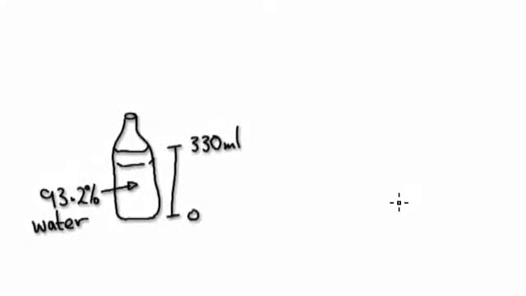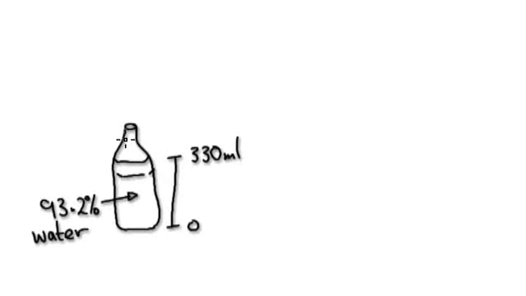So now it's your turn to have a go. I'm going to give you percentages with decimals. So for example, this drink here, 93.2% of this drink is water. The rest is probably sugar, juice, and all the other stuff inside the drink. The volume of this drink is 330 milliliters. I want to know how much water is in this drink in terms of milliliters.